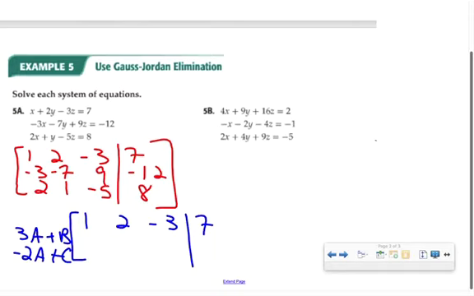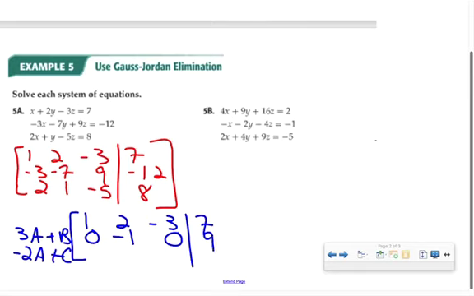So here we go. 3 times 1 is 3. 3 plus negative 3 is 0. 3 times 2 is 6. 6 plus negative 7 is negative 1. That worked out nicely. 3 times negative 3 is negative 9. Negative 9 plus 9 is 0. And then 3 times 7 is 21, plus negative 12 is 9.